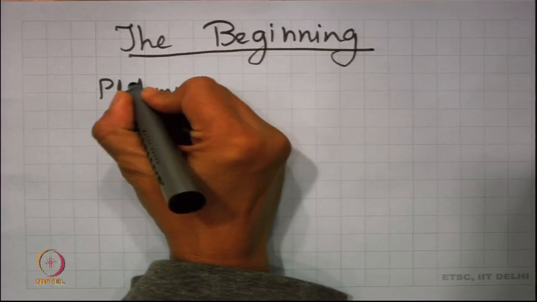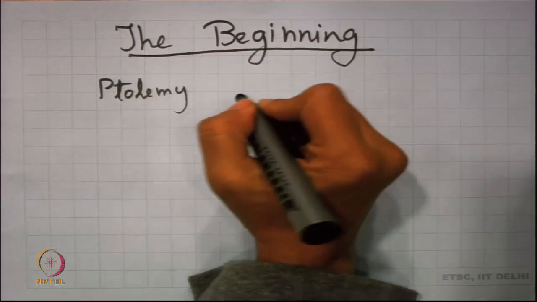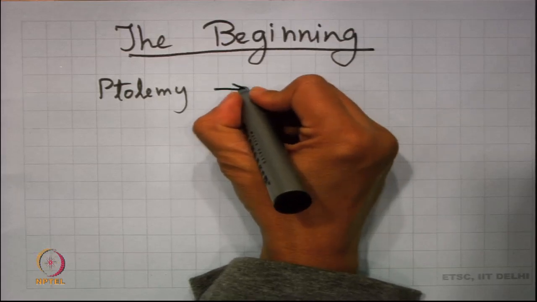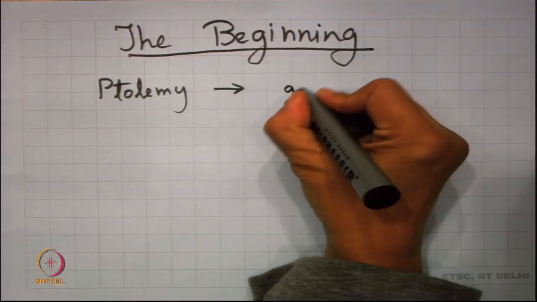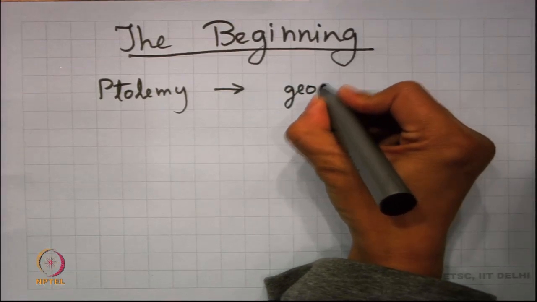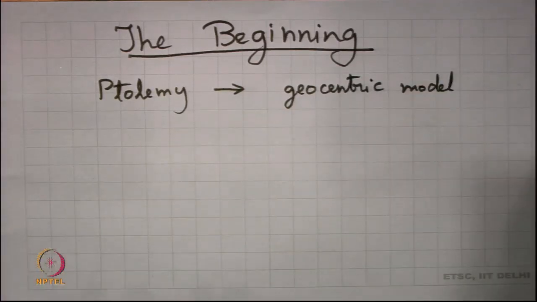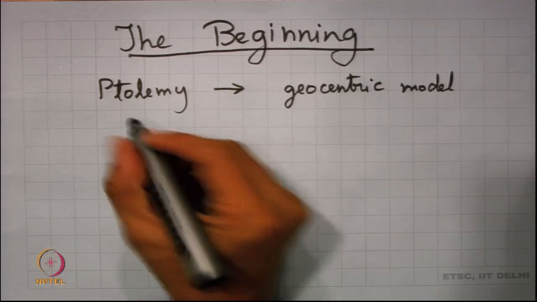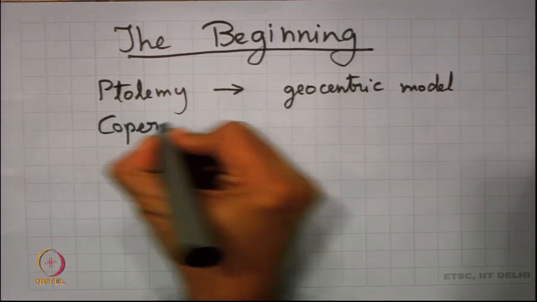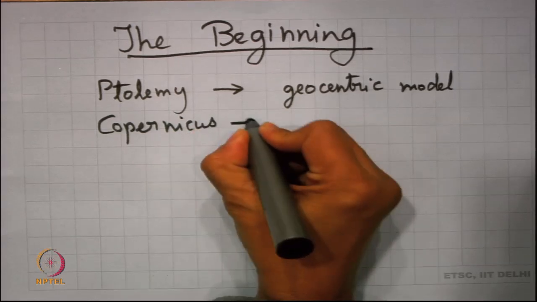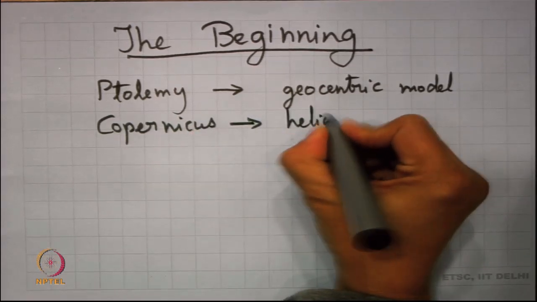Now, you all know about this Greek mathematician, and his contribution was the geocentric model of the solar system. He had hypothesized that in the solar system the earth is at the center and the sun and the planets are all revolving around it. Later on, this model was contradicted by Copernicus, who gave the heliocentric model.